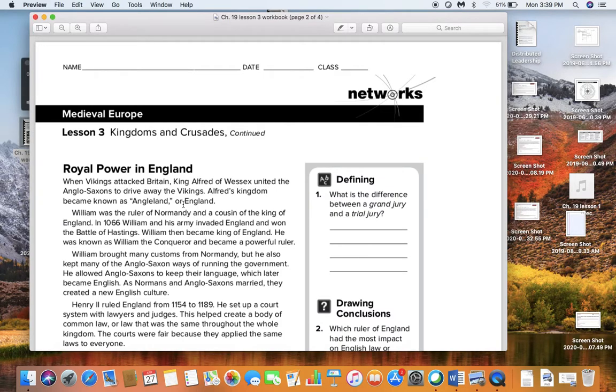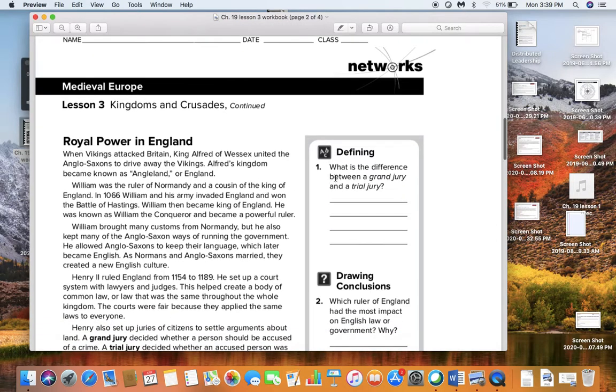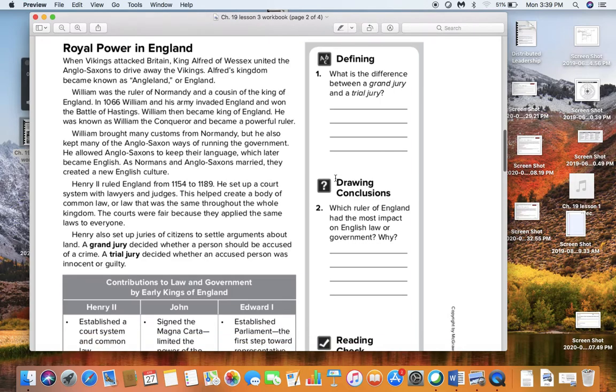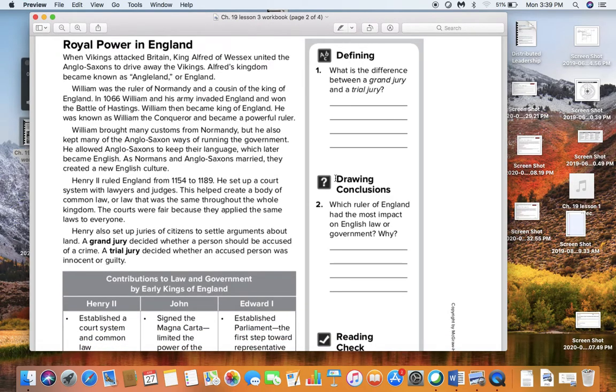Royal power in England. When Vikings attacked Britain, King Alfred of Wessex united the Anglo-Saxons to drive away the Vikings. Alfred's kingdom became known as England. William was the ruler of Normandy and the cousin of the King of England. In 1066, William and his army invaded England and won the Battle of Hastings. William then became King of England. He was known as William the Conqueror and became a powerful ruler.